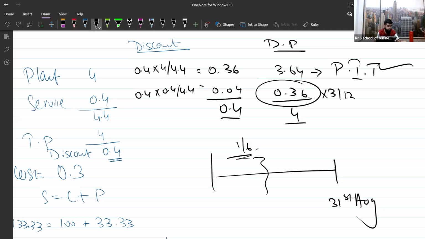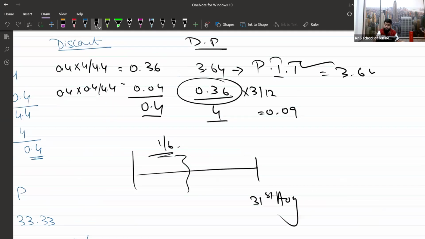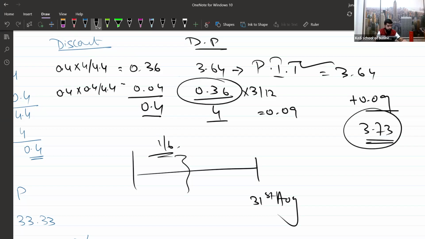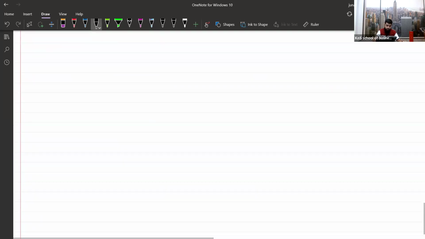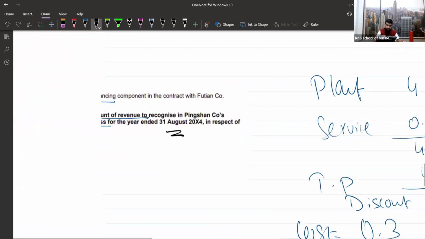That is 0.36 multiplied by 3 and divided by 12. That will make 0.09. So ultimately the total revenue that will be recognized is 3.64 plus 0.09, so the total amount is going to be 3.73 million. So the total revenue that should be recognized at the end of the year is 3.73 million. So the correct answer is 3.73 million. That is option A.